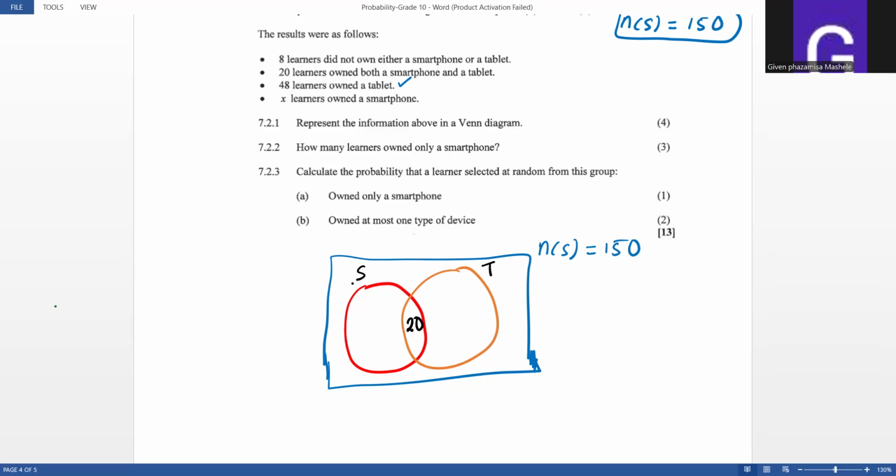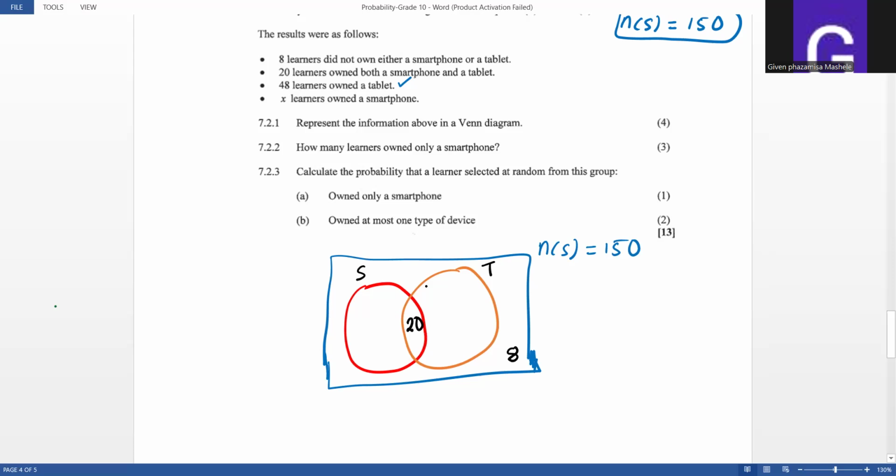Whereas 8 did not own either, so it means it's outside. It's not smartphone and it's not tablet. It's 8. It's neither S nor T. Right. Then 48 owned a tablet.